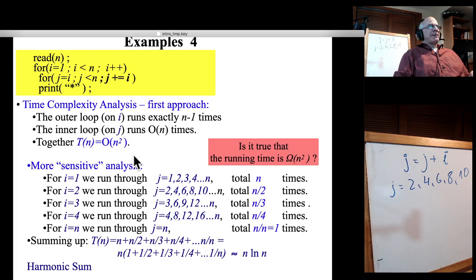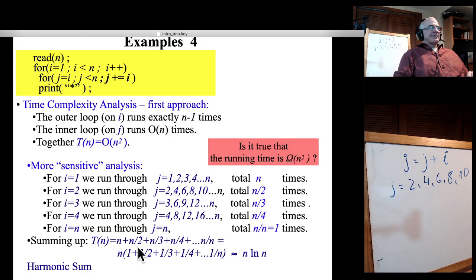And now I want to ask, how many stars did you print as a result of the whole loop, which is also proportional to the running time? You'll need to sum up the case where i was 1, 2, 3, 4, 5. So you need to sum up n plus n over 2 plus n over 3 plus n over 4 plus dot dot dot n over n. All these numbers have n in them, so you're getting n times 1 plus a half plus a third plus a quarter plus dot dot dot 1 over n.